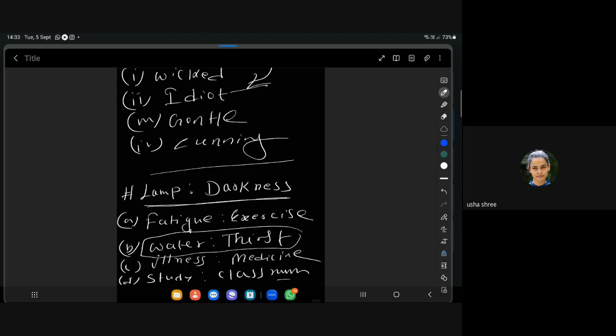I wrote it down as medicine and then illness. Illness and medicine. The first one is removing the second one. Lamp is removing the darkness. So if you follow this hint, then water is quenching the thirst, or water is removing the thirst. So that's how this will be the answer. So like this, you have to find out the relationship.